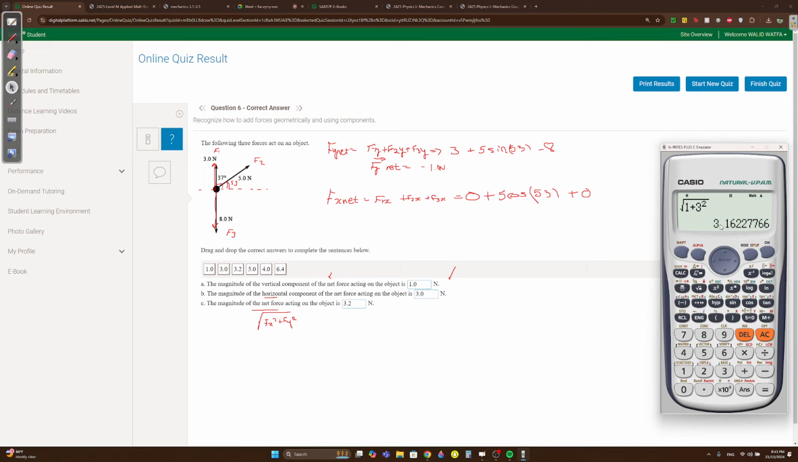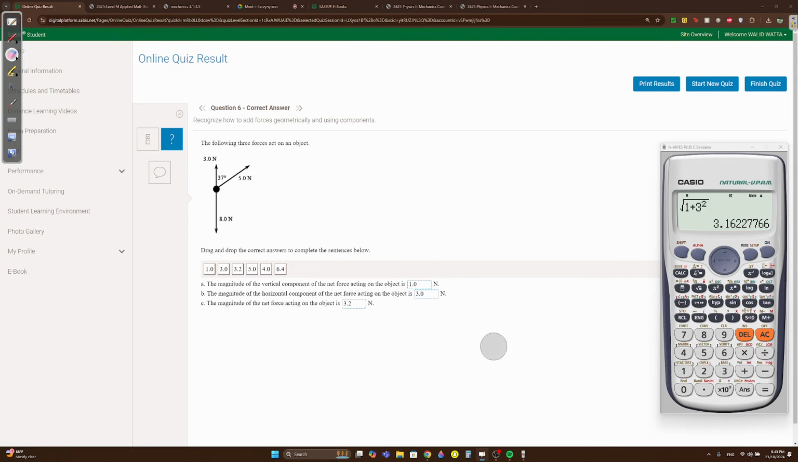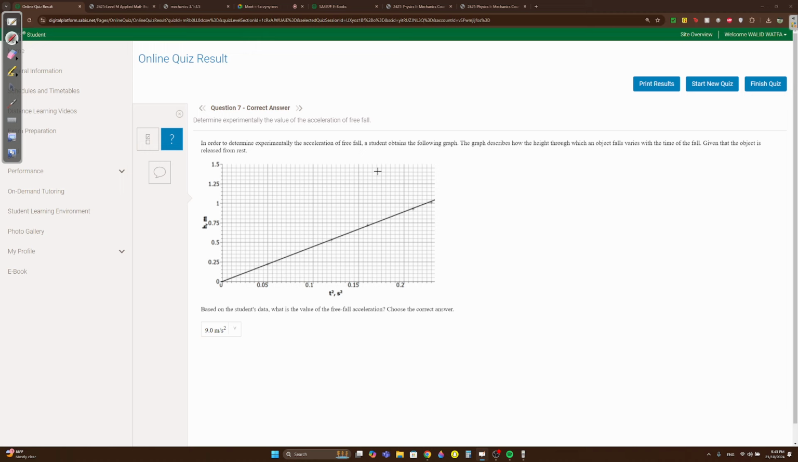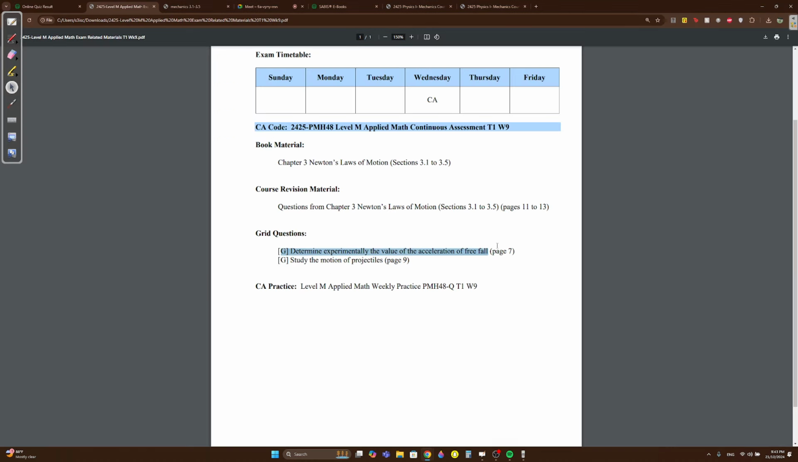Some people will be confused: how do you get 0 for Fx here? I mean, it's going straight down, so there's only a vertical component. Horizontal means going left and right. It's not going left and right at all. Understood? Okay.